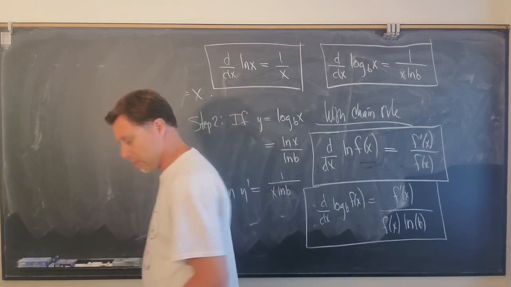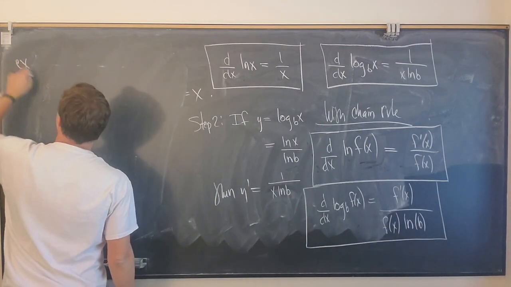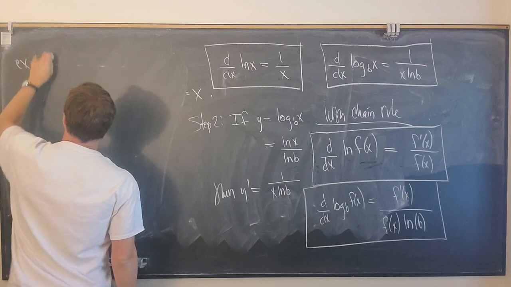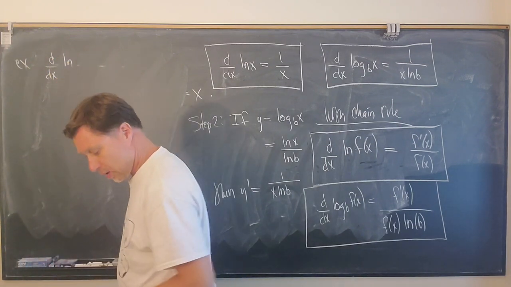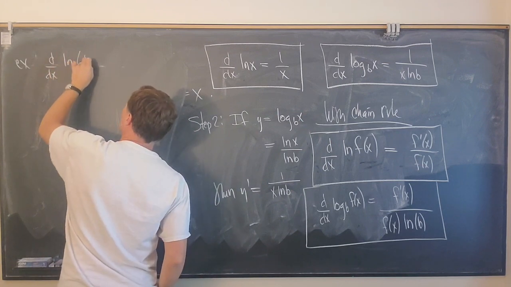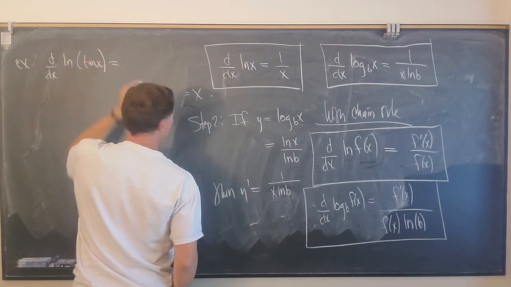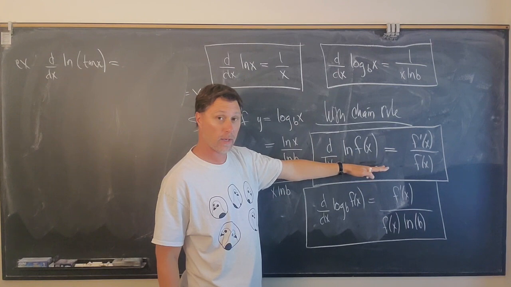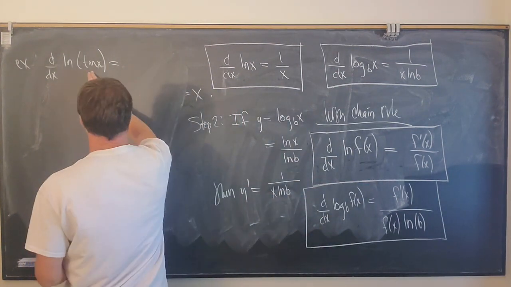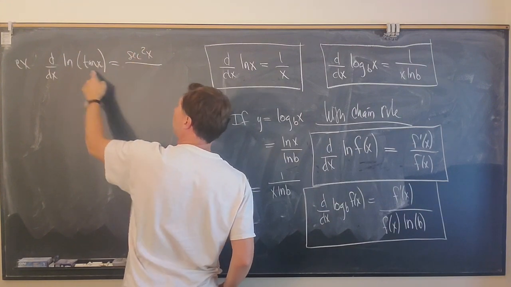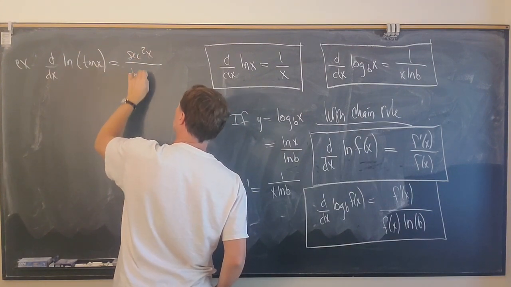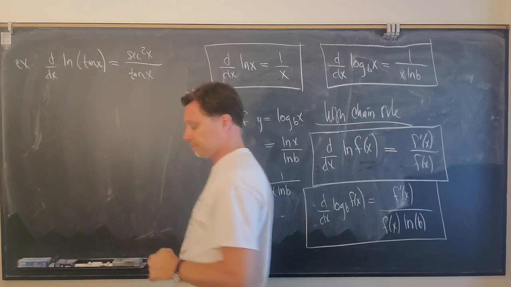So, for example, let's compute the derivative of the natural log of tangent of x. I'm going to use this formula right here. Take the derivative of the inside, that goes in the numerator, so we get a secant squared of x, and then we just put the function itself in the denominator.